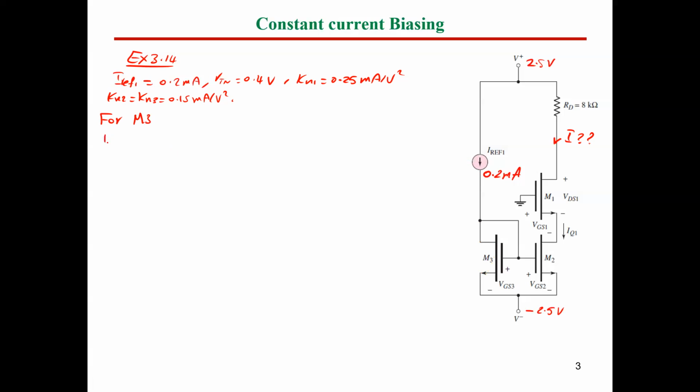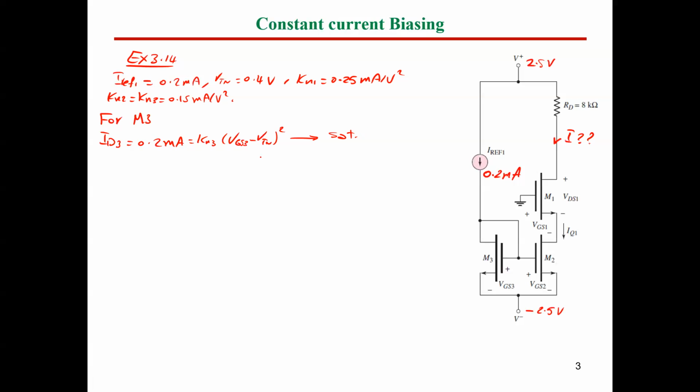So we can say now ID3 equals 0.2 milliampere, which can be considered from the saturation relation of this MOSFET: equals Kn3 times (VGS3 minus VTN) whole square. This is the relation again in case of saturation mode, and we know that in case of a load transistor, where gate and drain are short circuited together, it is all the time in saturation mode.